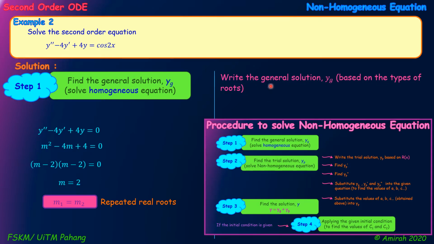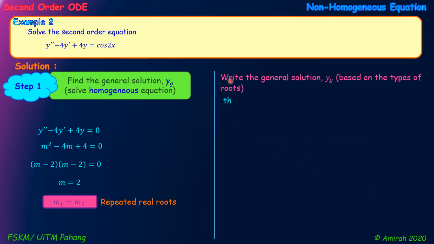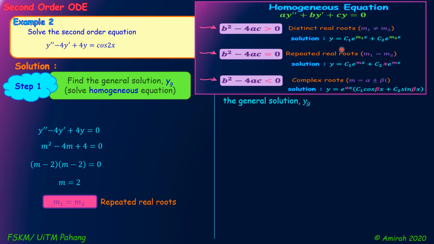After that, we write the general solution YG based on the type of roots. We can refer to this formula. Now we have repeated real roots, m1 equals m2, so the solution is given by this. We write y equals yg, so yg equals c1 e to the power of mx plus c2 x e to the power of mx. This is the general solution for repeated real roots.